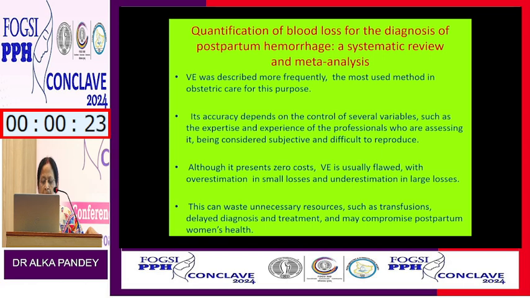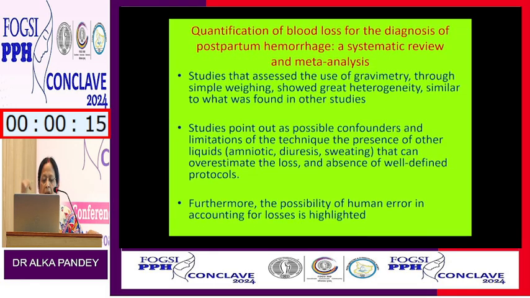This can waste unnecessary resources such as transfusions, delay diagnosis and treatment, and may compromise postpartum women's health. Studies that assess the use of gravimetry through simple weighing showed great heterogeneity, similar to what was found in other studies. Studies found possible confounders and limitations of the technique: the presence of other liquids, amniotic fluid, urine, diuresis, sweating that can overestimate the loss, and absence of well-defined protocols. Furthermore, the possibility of human error in accounting for losses is highlighted.